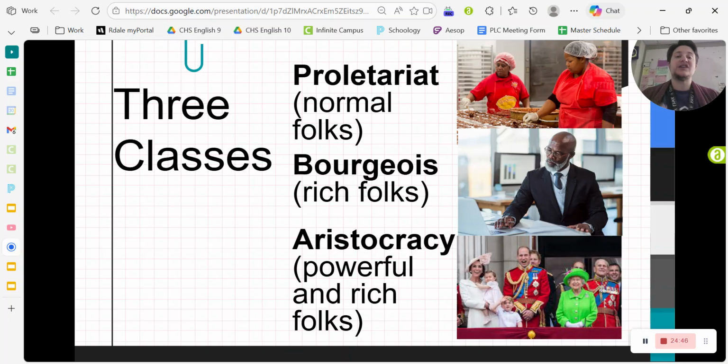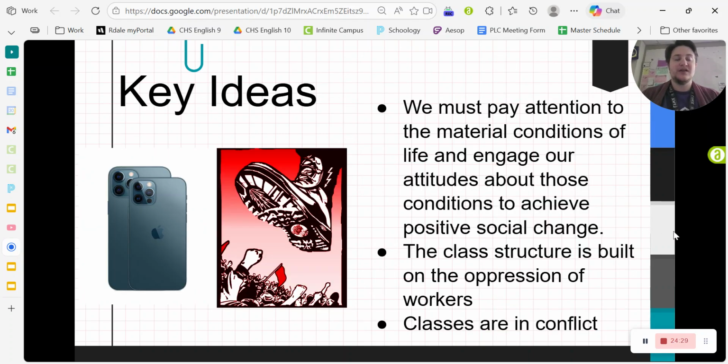charge. So these are the three classes. Again, most people are proletariat, then there's a smaller group of the bourgeois, and a very, very small group of the aristocracy, who have by far the most wealth and power. They are the 1%. So when we're looking at Marxist theory, we can identify these three classes, and then we use these classes to understand how society works. Here are some key ideas of Marxist theory.